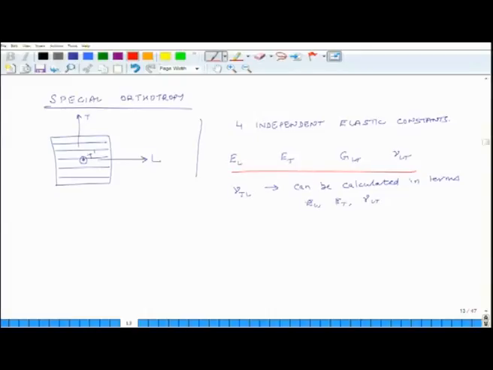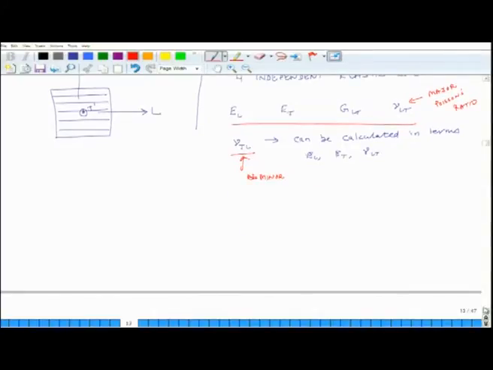This one, mu LT, is called the major Poisson's ratio. We have discussed this earlier. And this one is known as the minor Poisson's ratio. Now, let us look at the stress strain behavior of this material. And we will look at 4 different cases.